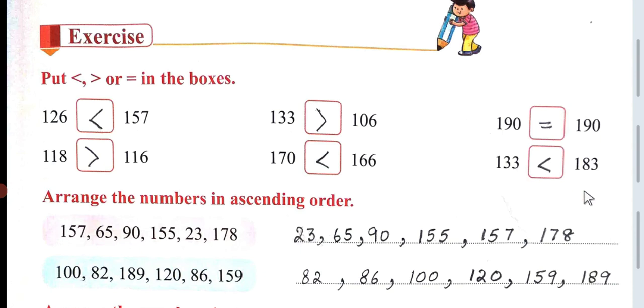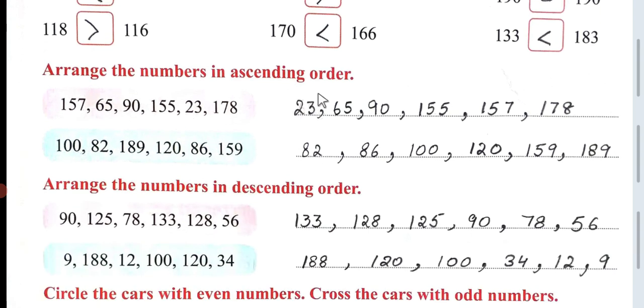So you put the sign like this. So arrange the numbers in ascending order. It has been given very easily for you. Ascending order, I have told you, is small to big. So search the number in this order and you write here.